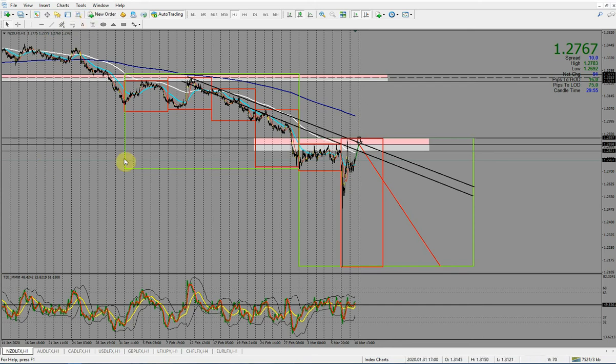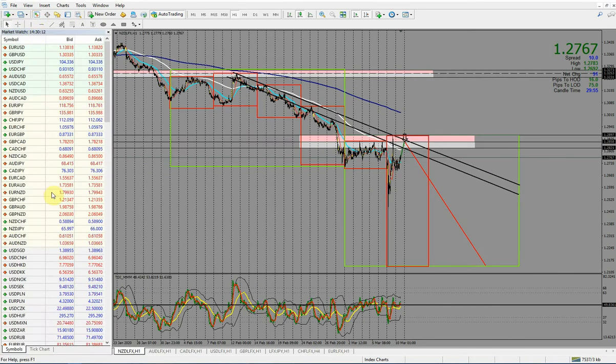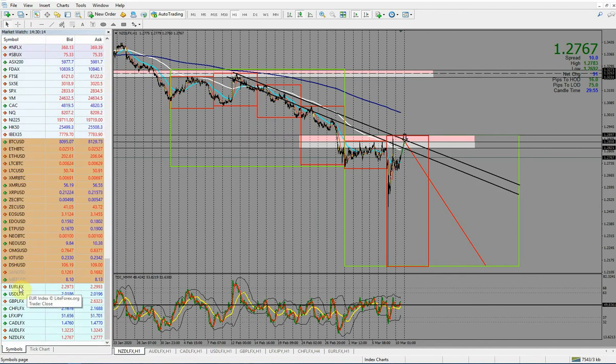platform. We use the Lite Forex platform to be able to see these index charts: Euro, USD, GBP, CHF, JPY, Canadian dollar, Australian dollar, NZD. We look at the Euro index chart to see how the Euro is behaving across the board, and likewise USD, GBP, and NZD. For now, we're just going to look at the NZD index chart.